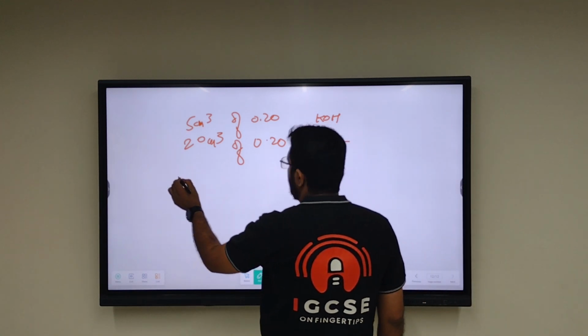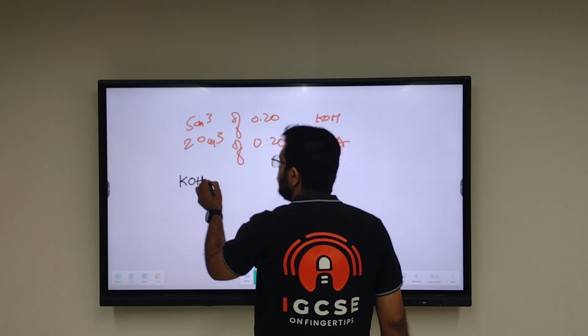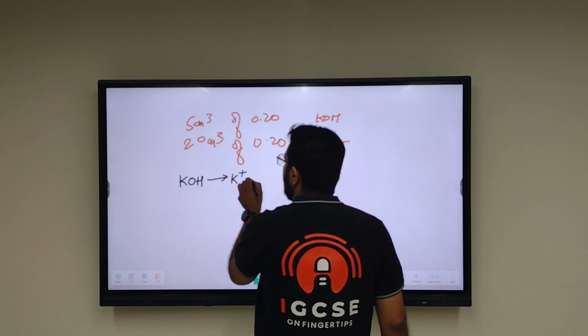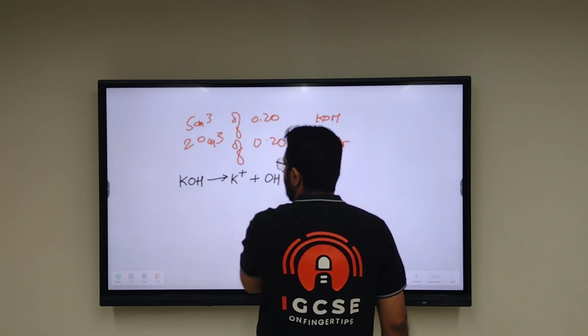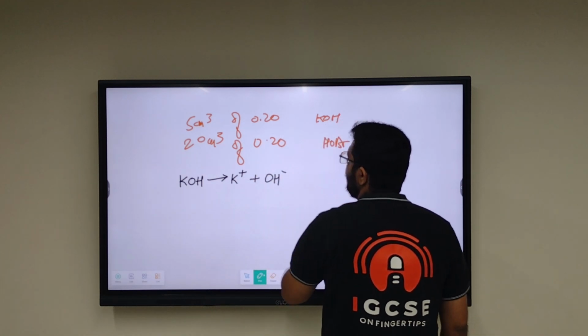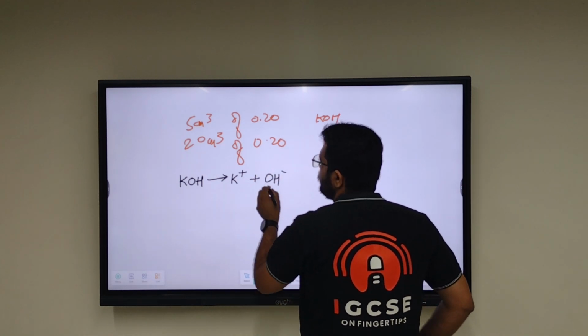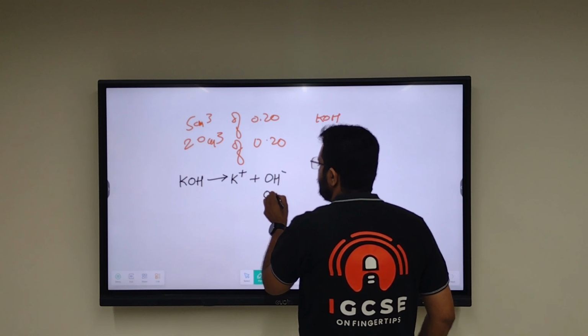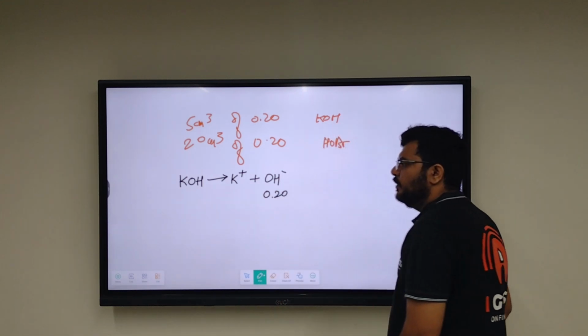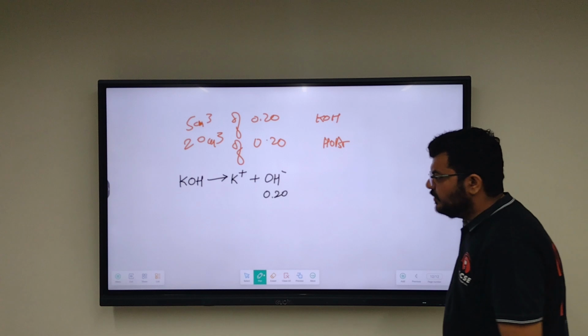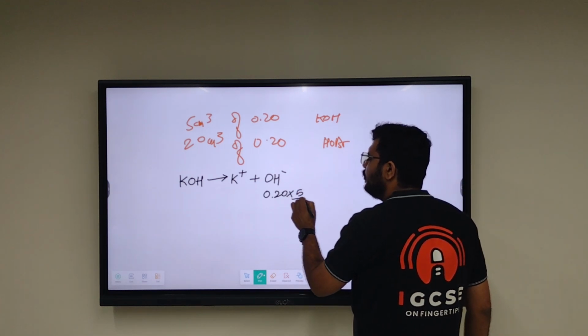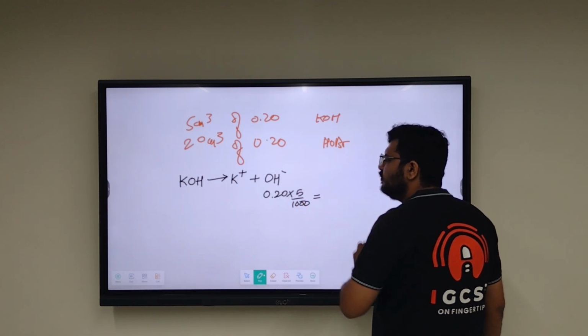So what can I write? I can write KOH dissociates to K plus and OH minus. In this case, what is the value of OH minus? The concentration of OH minus is again 0.20 mole per dm cube multiplied by 5 upon 1000 will give you the moles of OH minus.